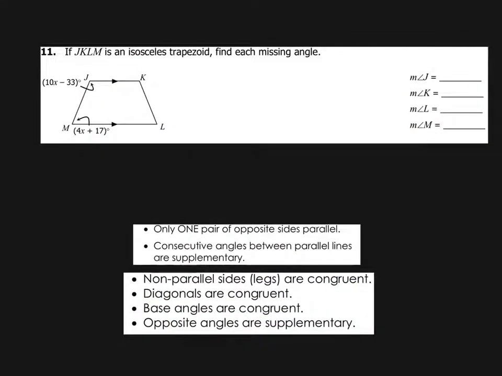Now for isosceles trapezoids, I know that the legs are congruent, and I know that these base angles are congruent, and I know that these base angles are congruent. But what about these two right here? Well, whatever's true about regular trapezoids is true about isosceles trapezoids. Consecutive angles are supplementary, as well as the opposite angles are supplementary. But these, M and I, are consecutive interior. So I know that 10x minus 33 plus 4x plus 17 is equal to 180.